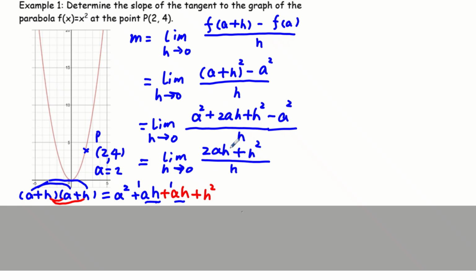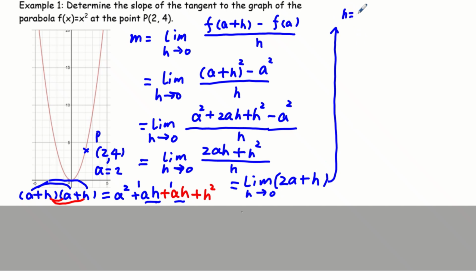Then we continue simplifying. We divide each term by h. We have the limiting value as h approaches 0 of 2a plus h. So 2ah divided by h is 2a, and h squared divided by h is h. Then we sub in h equals 0 here. So we let h equal 0 and get rid of the limiting value. So 2a plus 0 gives you 2a.